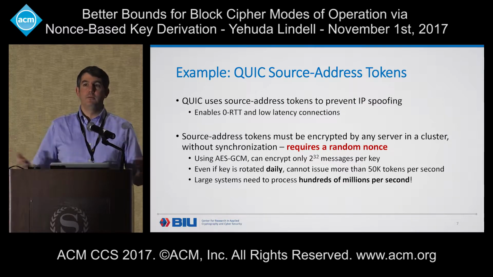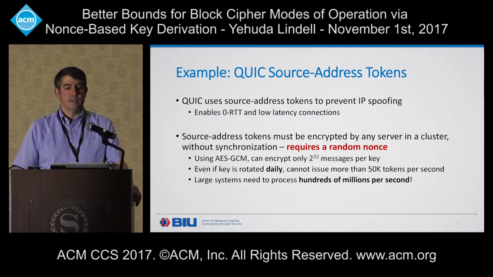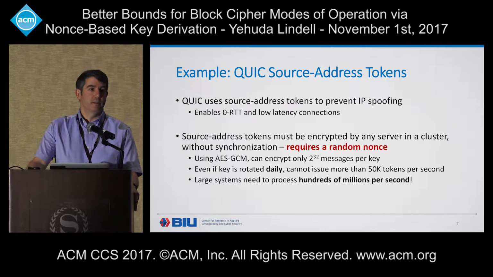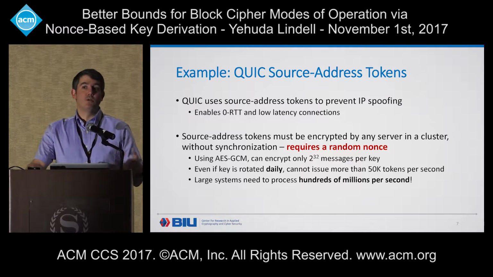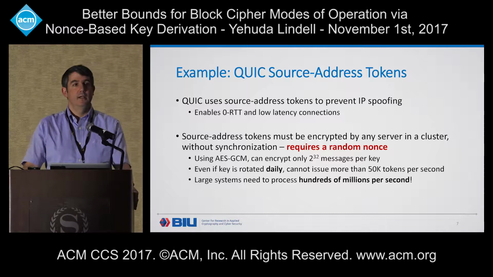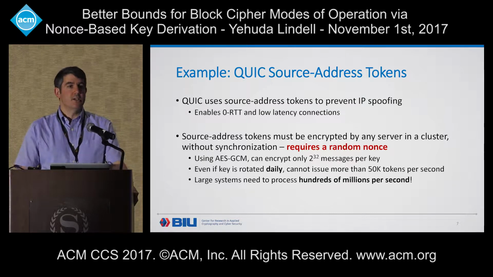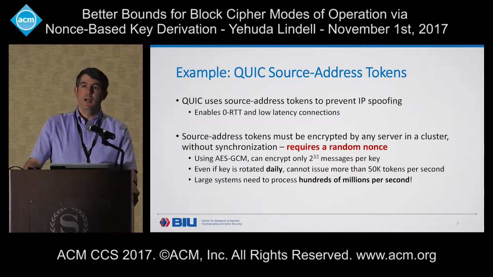So all these servers have to be using the same key to generate these tokens. And because they're independent servers, it also means that you can't have any sort of synchronization between them. So it means you have to choose a random nonce. You can't guarantee unique nonces. That would require synchronization between these servers. Now, if you use AES-GCM, which is what they were using, you can only encrypt 2 to the 32 messages.